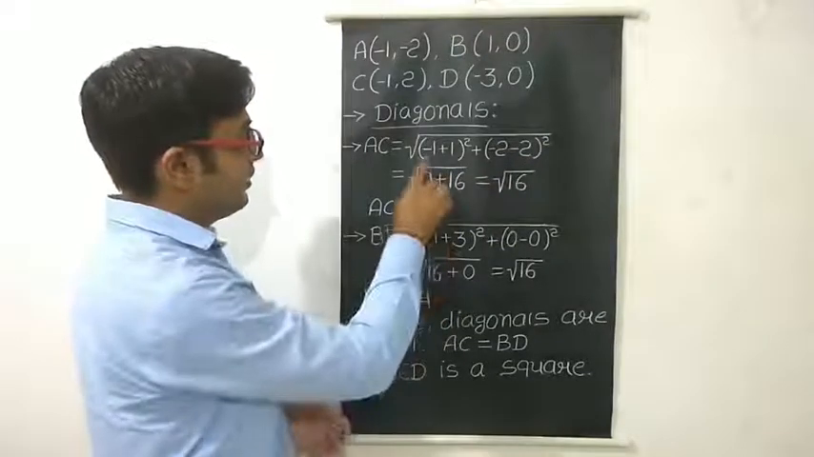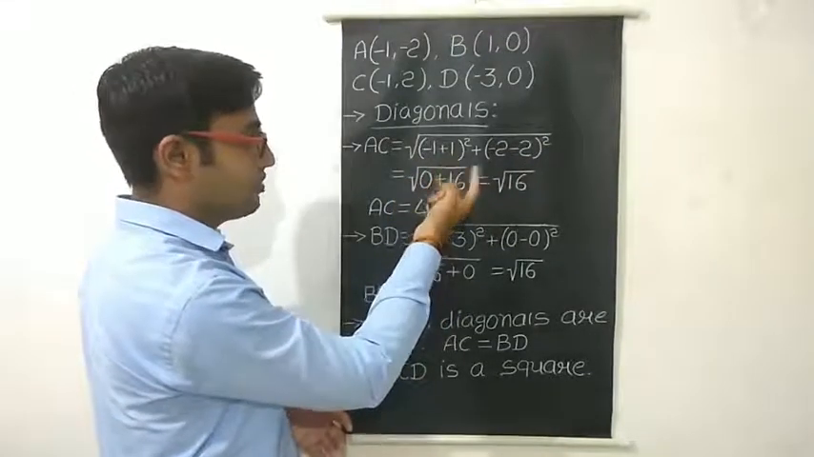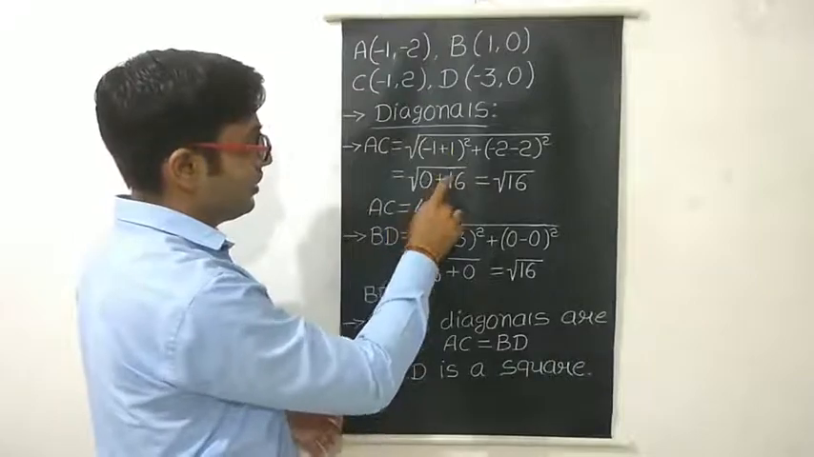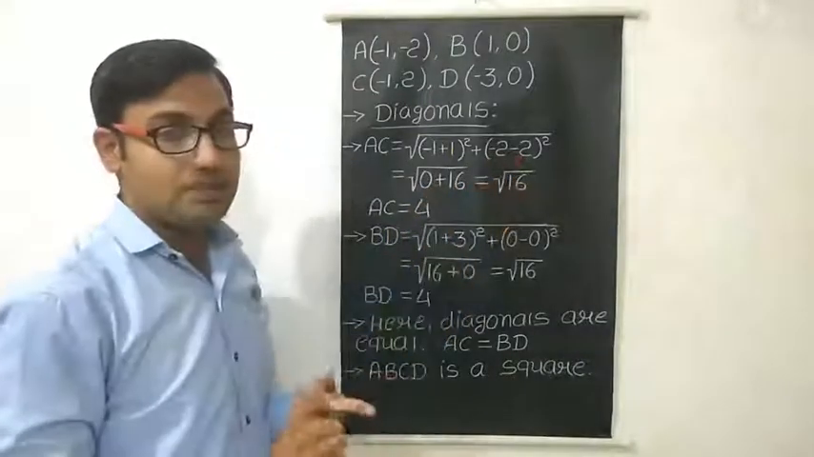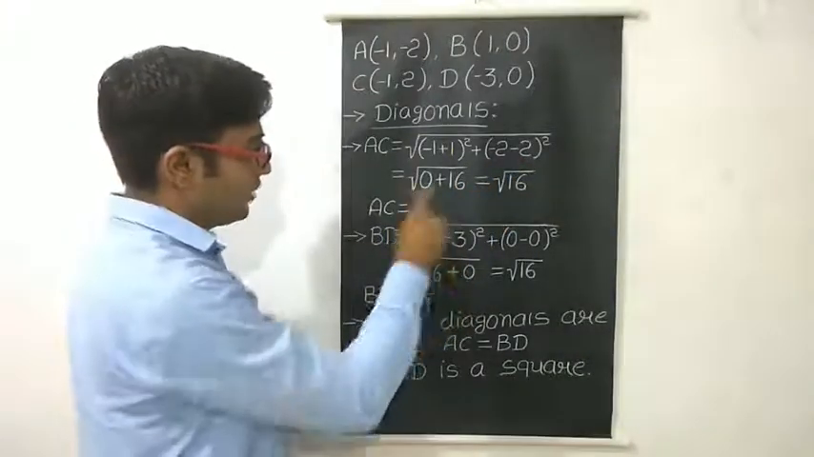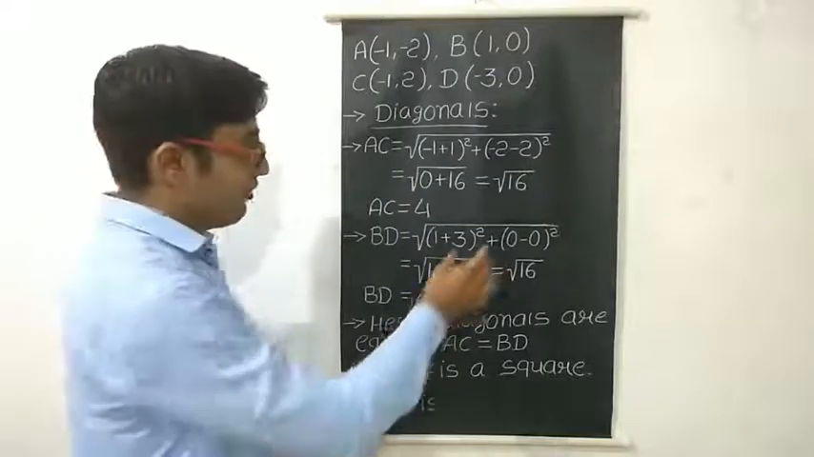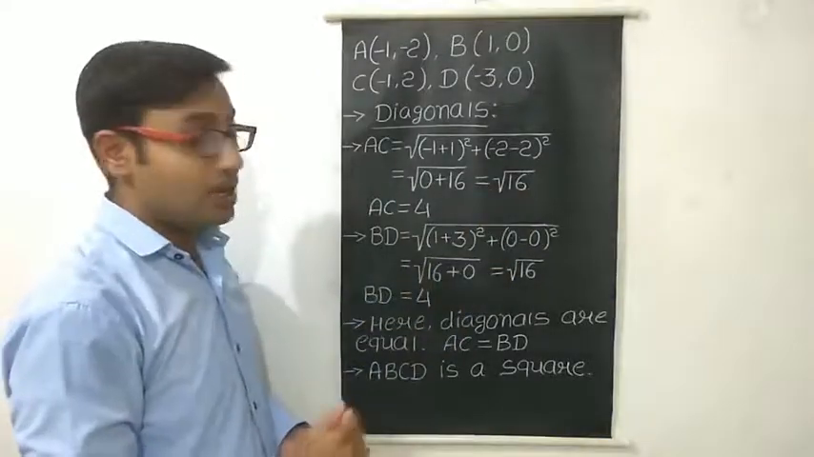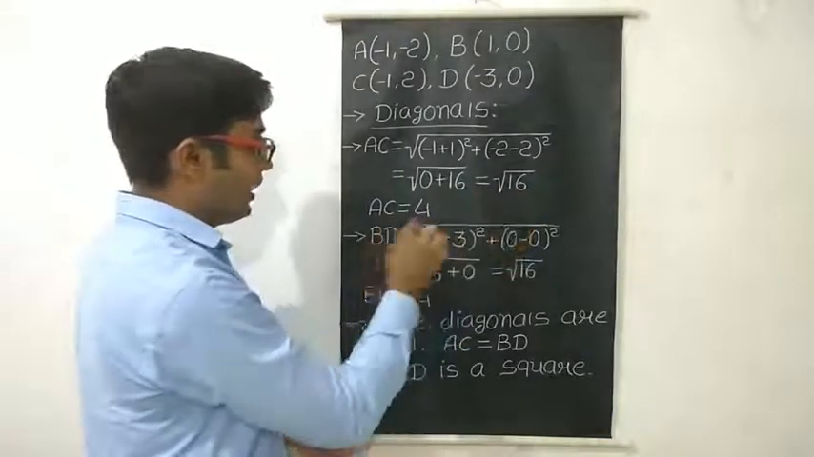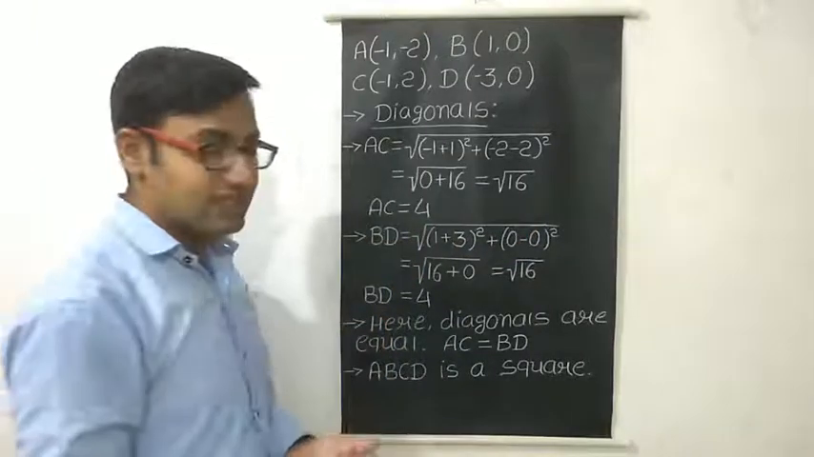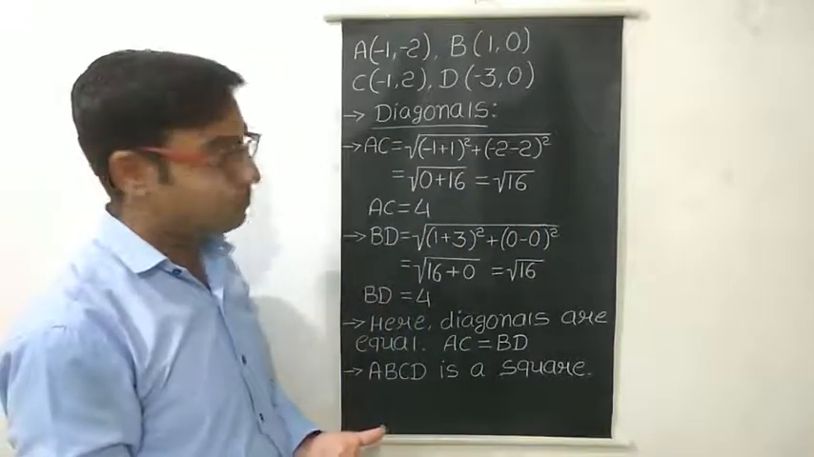Here we get -1 plus 1, that is 0. Then 0 plus -2 is -4, and -4 squared is 16. So we get the square root of 16, and the square root of 16 is 4. So the diagonal AC is equal to 4.